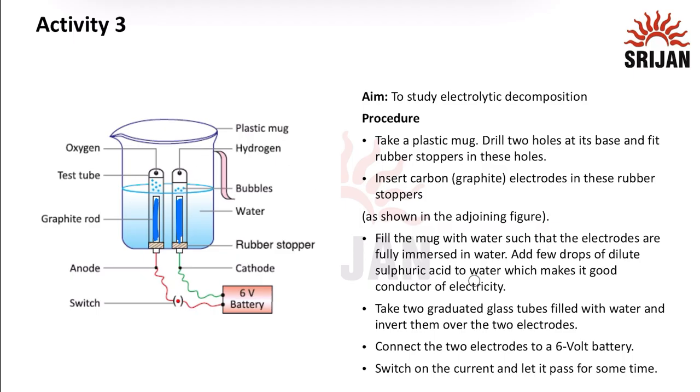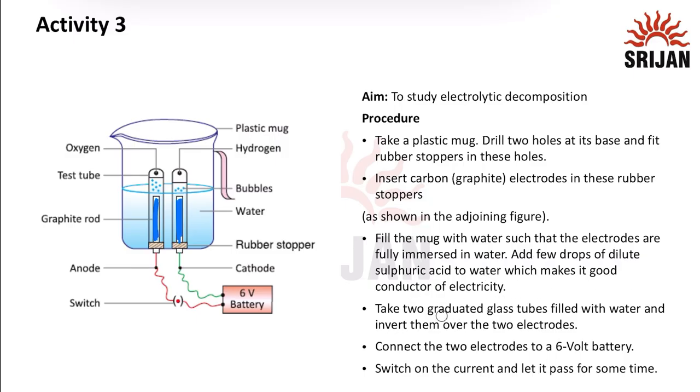Add a few drops of dilute sulfuric acid. Why? Because water is not that much of a conducting solution. We need a conducting solution. To make water conducting, we add a few drops of acid. In this case, we are using dilute sulfuric acid, okay, so that it becomes a good conductor of electricity.